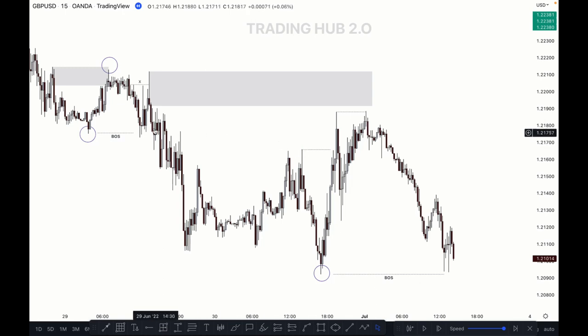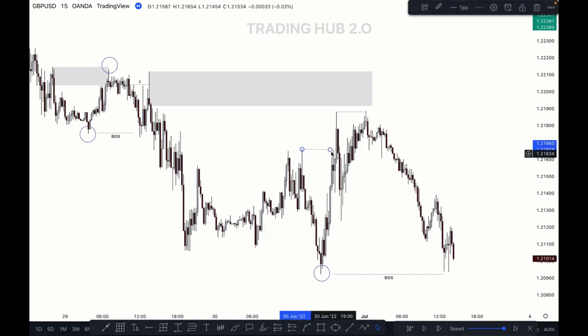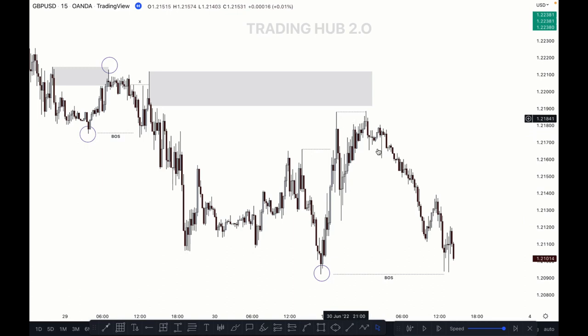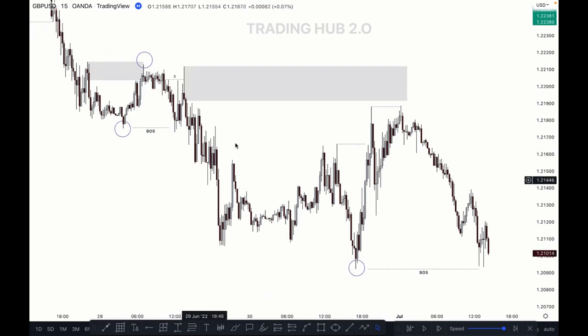As you can see here, after this big drop, the market must take out this high, as you can see here. Then the market pushes downside. So this low is confirmed. These things are all about structure. Now let's see where we can sell.